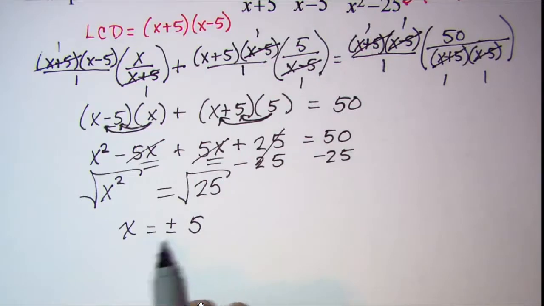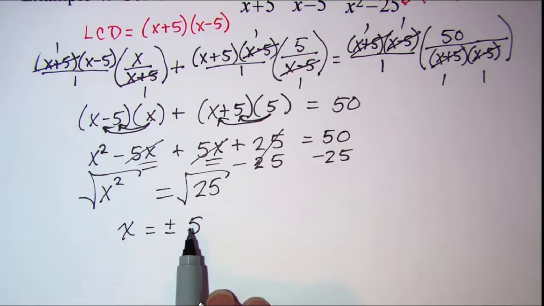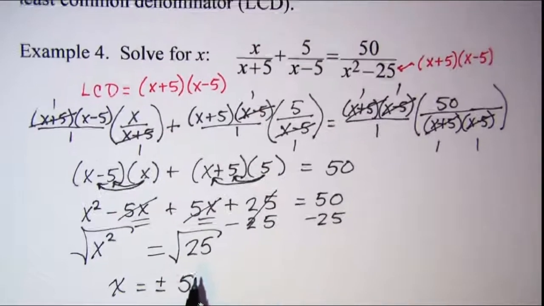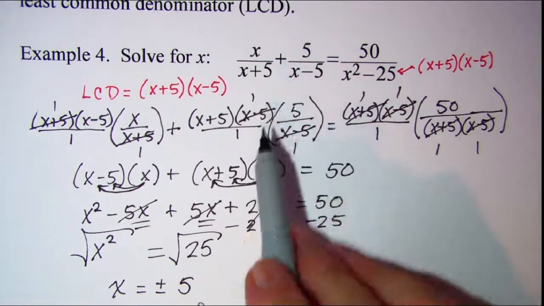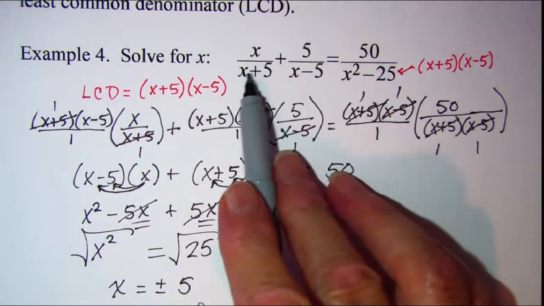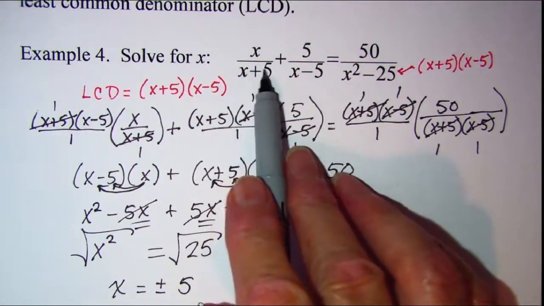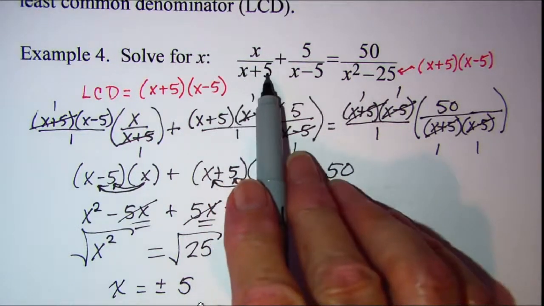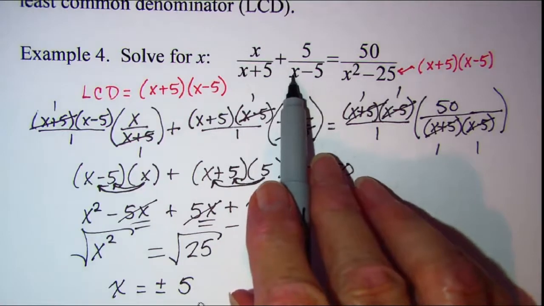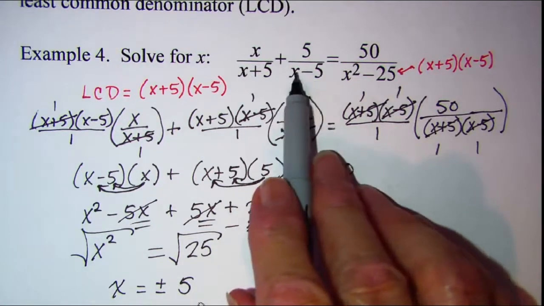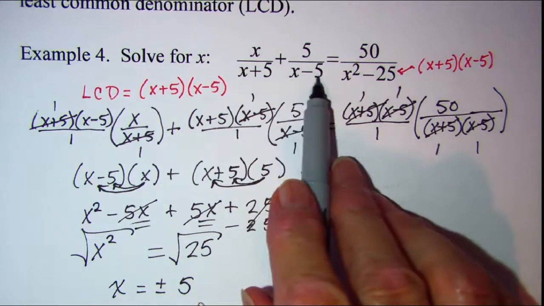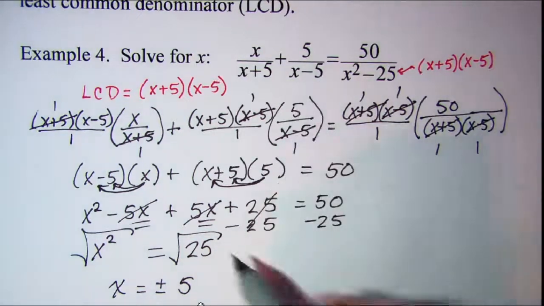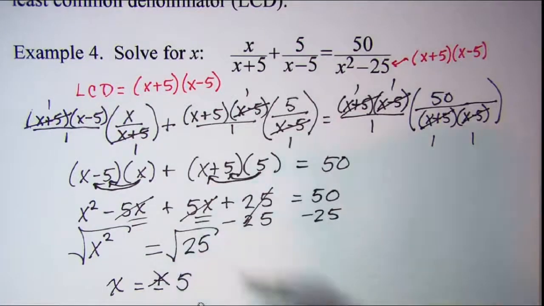Now before I box this in, anytime that you work with rational equations, you have to check to make sure you don't have division by 0. So if I check right here, positive 5, if I substitute that into this denominator, I'll get 10, but when I substitute positive 5 into this denominator, I have 5 minus 5, which is 0. So I cannot use the positive 5.